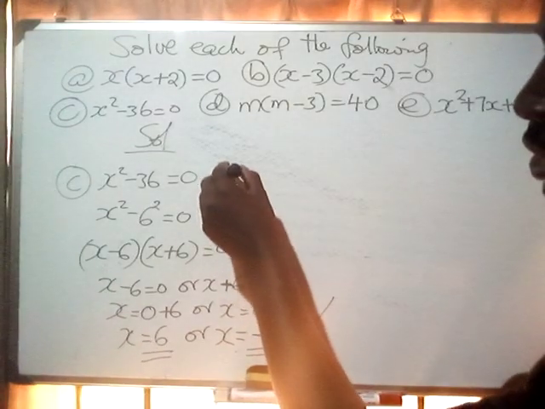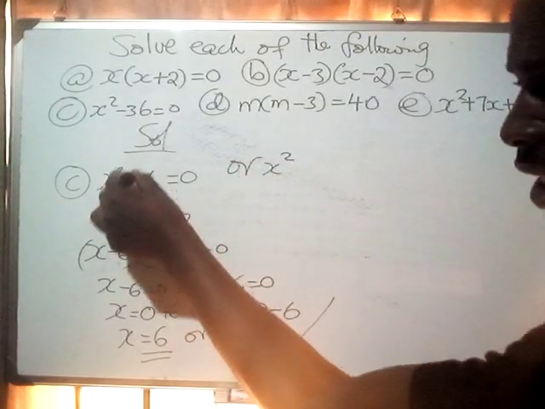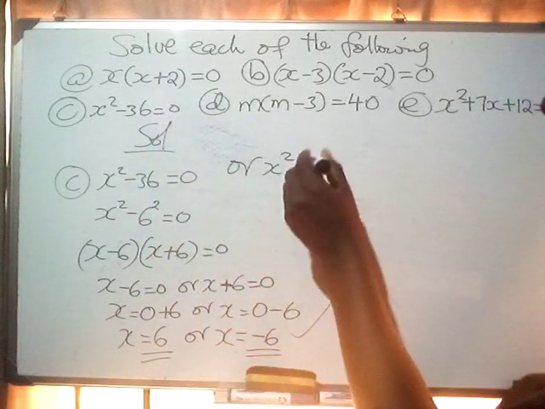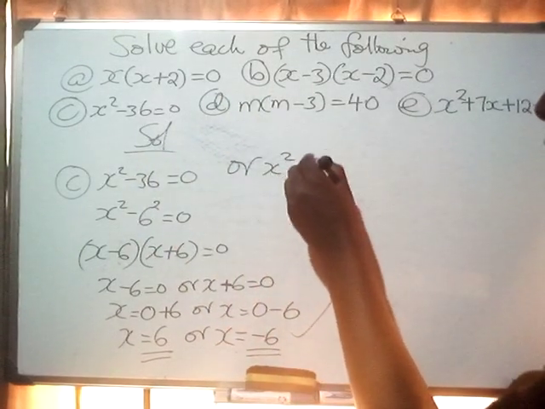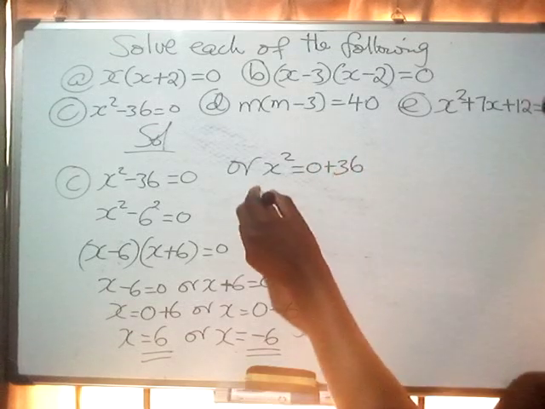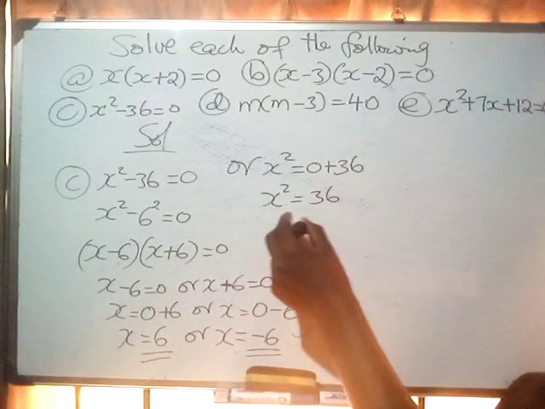What else? This one can also be done as x squared, where 36 goes to the other side. So it will be 0 plus 36. So we have x squared is equal to 36.